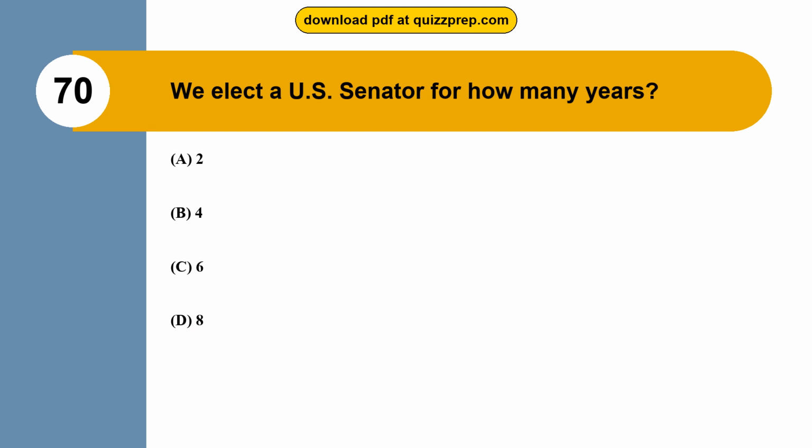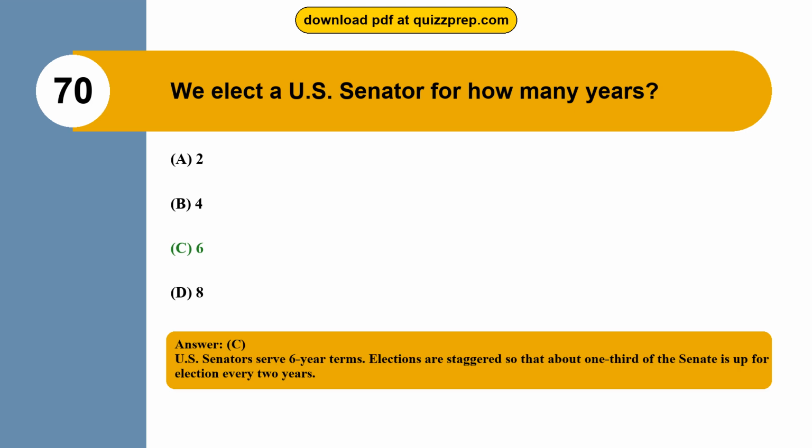Question 70. We elect a U.S. Senator for how many years? Option A, 2. Option B, 4. Option C, 6. Option D, 8. The correct answer is option C, 6. U.S. Senators serve 6-year terms. Elections are staggered so that about 1/3 of the Senate is up for election every 2 years.